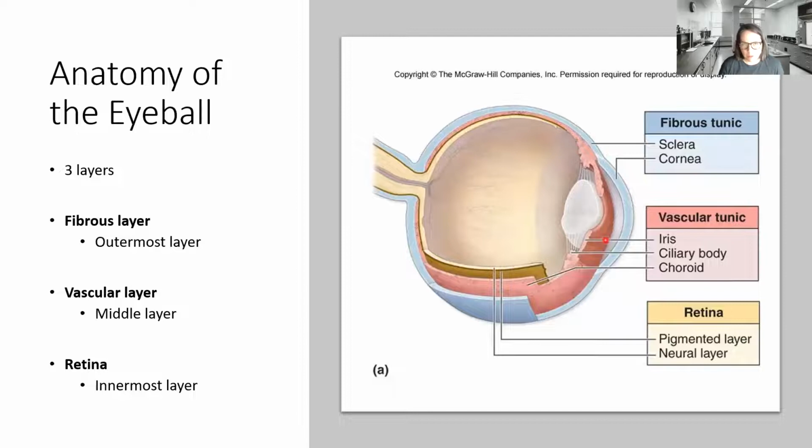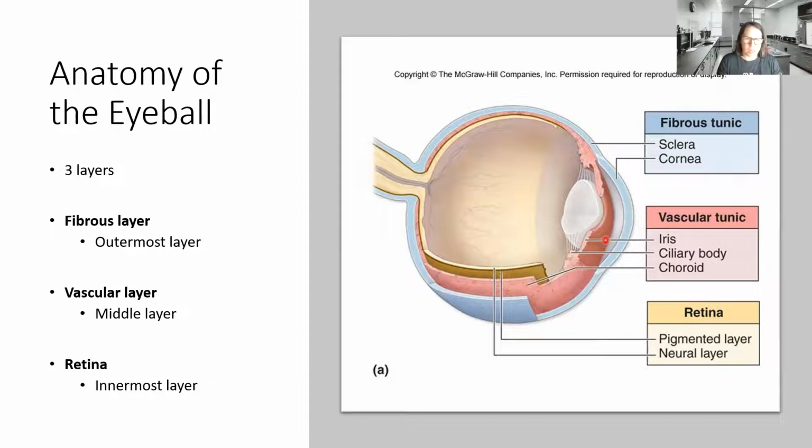So now it's time for the eyeball. When you look at an eyeball, it has three major layers. A very tough outer layer called the fibrous layer or fibrous tunic, an inner layer where most of the structures are called the vascular tunic or vascular layer, and then the deepest layer at the back, which is the retina or neural layer. This is where we get the exchange of light into electricity that allows us to view images.